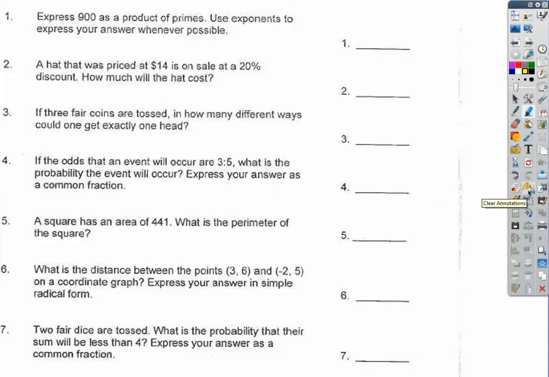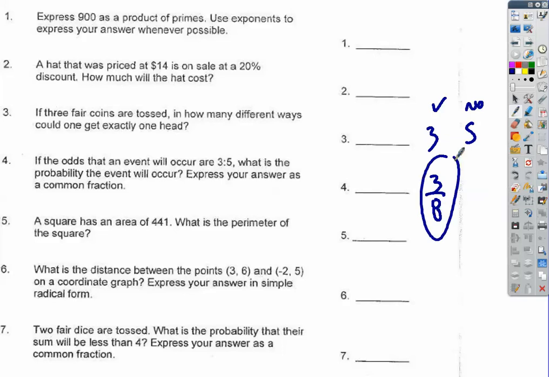If the odds that an event will occur are 3 to 5, what is the probability the event will happen? Well, that'd be 3 that it does occur and 5 that does not. So that's 3 out of 8. And it says express your answer as a common fraction, so 3/8. The trick here is this ratio is will happen, will not happen. So your probability is always a part to whole ratio.